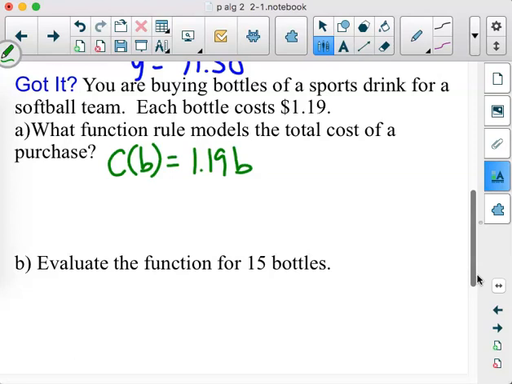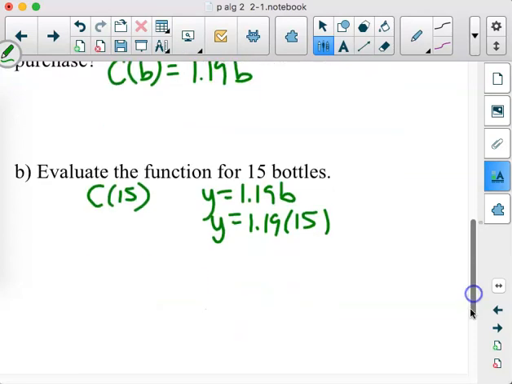And now it says, let's figure out 15 bottles. Now, I want to introduce you to the fact that we could have written it like this. The cost of 15 bottles. That's our fancy function notation. But again, we don't want to do any math on the left-hand side. So we want to put the 15 in here, $1.19 times 15. And then you could always grab a calculator if you want to, or do that by hand, however you feel about it. And that would come up to $17.85.